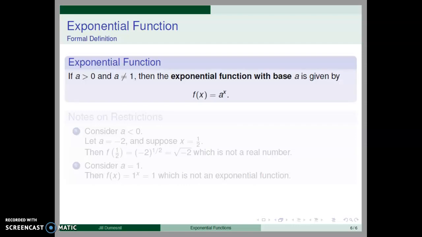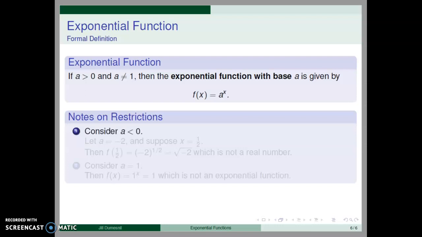For positive a not equal to 1, the exponential function with base a is given by the function f of x equals a to the x. We might need to elaborate on the two restrictions that a is positive and not equal to 1. First, consider what might happen for negative a. Let a equal -2 and suppose x is a half. Then f of a half is -2 to the 1/2 power, which is the square root of -2, and this is not a real number. Therefore, we require that the base a be positive.